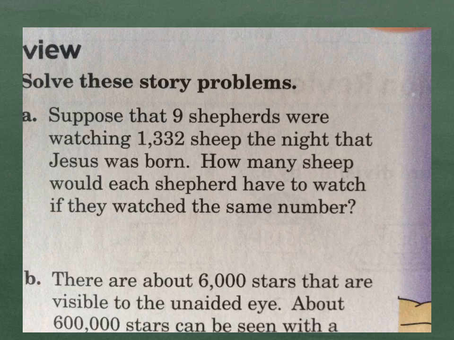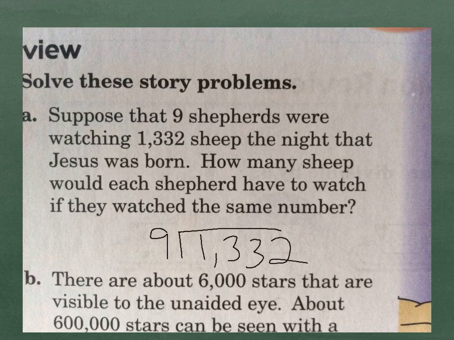5A. Suppose that 9 shepherds were watching 1,332 sheep the night that Jesus was born. How many sheep would each shepherd have to watch if they watched the same number? And so what you're going to do is divide 9 into 1,332. And whatever you get will be your answer there.